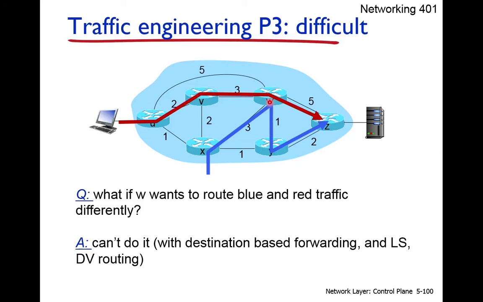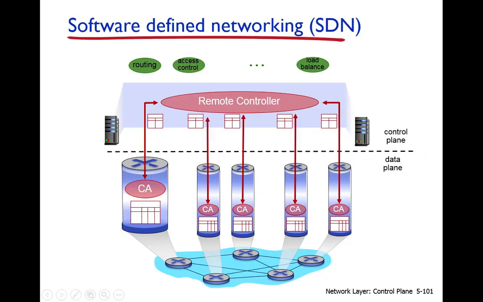at the forwarding table, we can specify that if the destination is Z and the source is U, then the data should be moved on this link. If the destination is Z and the source is X, then the data can be moved on this link. So in SDN the forwarding table at the switches provides this flexibility. Okay, so the software defined network, you can see how it works.